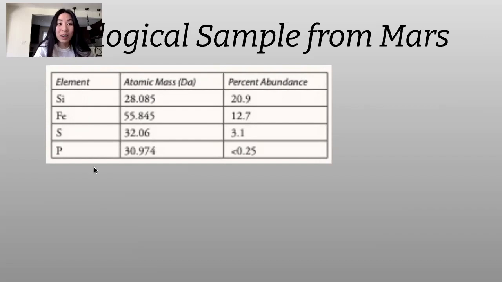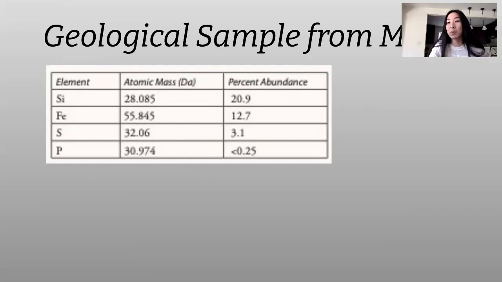So in theory, the geological sample combined with the atmospheric sample could provide all the necessary elements for living things. So we'll see. I mean, they're still doing a lot of research, but based off the elements, it is possible. It is possible. Okay.